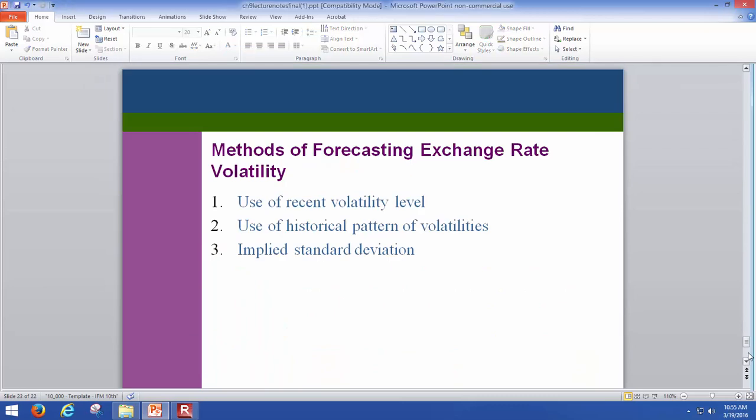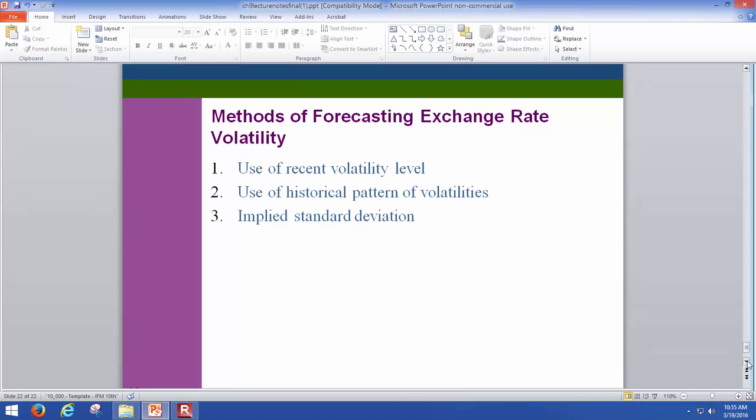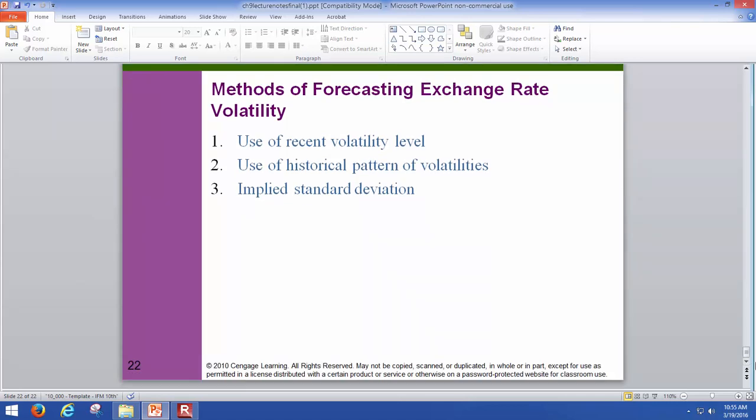Now how can we forecast the exchange rates? Exchange rate volatility. So we want to make some predictions regarding how risky or how volatile the future exchange rates are going to be. And we can also look at historical patterns of volatilities, and we can look at the implied standard deviation. So what does it mean? The current volatility is a predictor of the future volatility. That's one way we can forecast the future exchange rate volatilities.